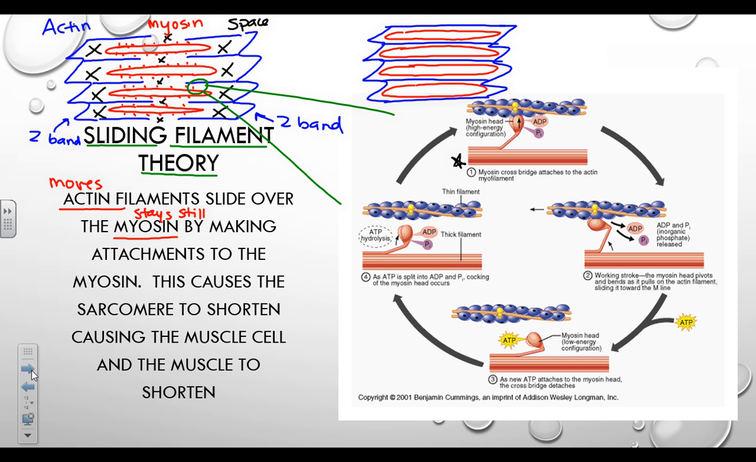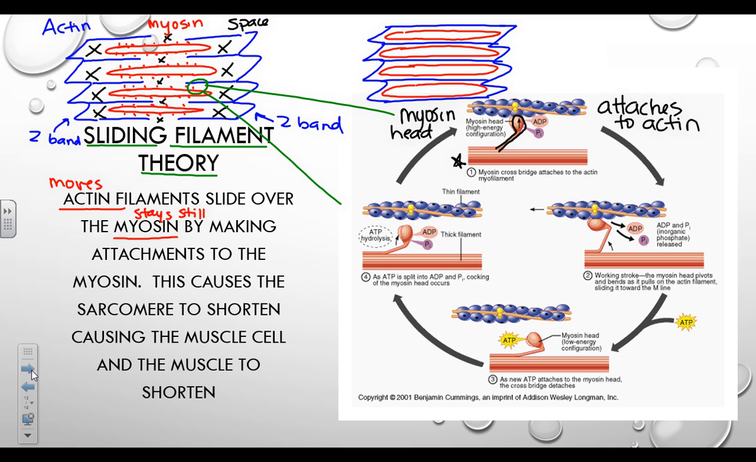So here are some things I want you to notice. This little structure that looks like a golf club or a hockey stick is called a myosin head. Now, there's not just one of them. There's many, many of these running the entire length of the myosin on the top and on the bottom. We're just focusing on one. The myosin attaches to actin. So for a muscle to contract, this has to happen. Myosin heads have to attach to actin.